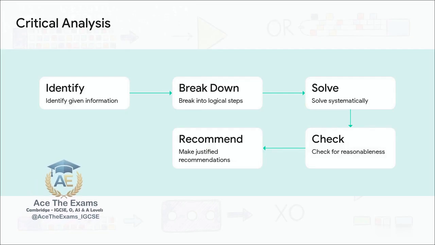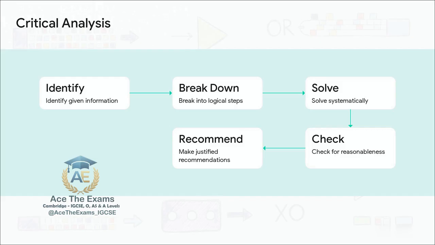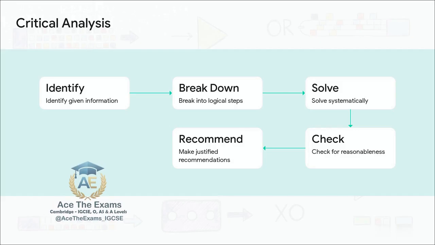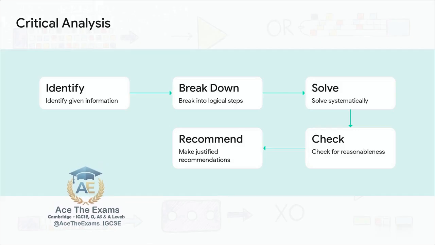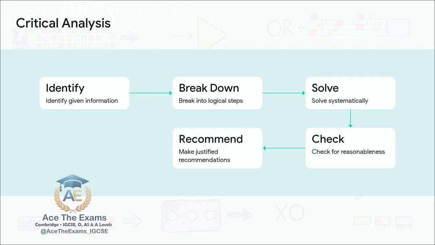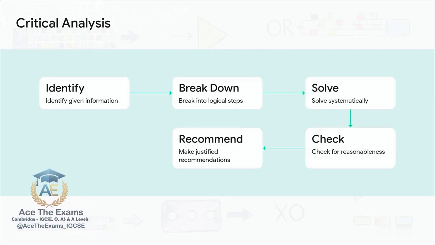Step 1, identify the given information. Step 2, break the problem into logical steps. Maybe you actually need to shift bits logically before you even apply a mask. Step 3, solve systematically. Step 4, check for reasonability. And Step 5, make justified recommendations based on the output. If you memorize this exact sequence, you will literally never freeze up when faced with a 6-mark application question ever again.